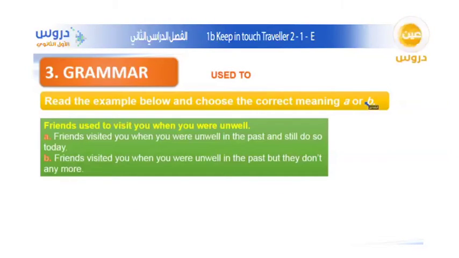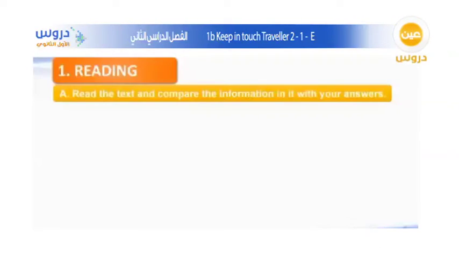Okay, now we will go to the third one, which is grammar. We will focus in this grammar on used to. We have a lot of uses for used to. Read the example below and choose the correct meaning, A or B. Before that, I will display a video for you, and you have to understand what it's about. So it's about used to, but you have to figure out what the meaning of that used to is.